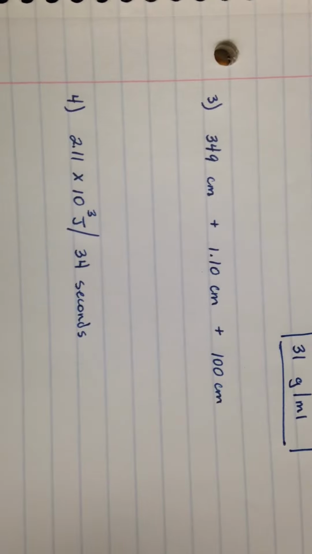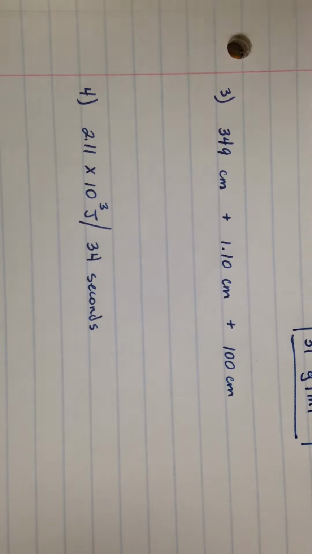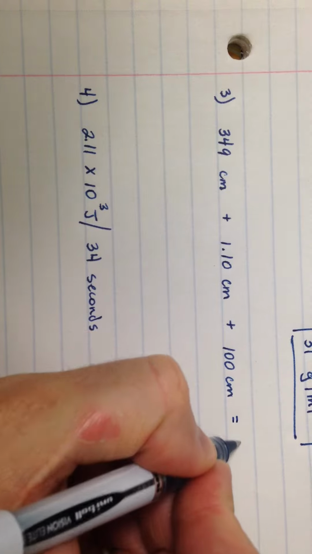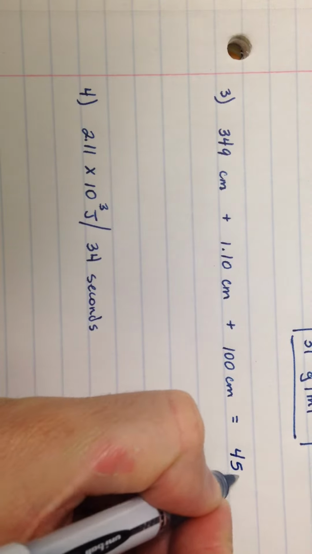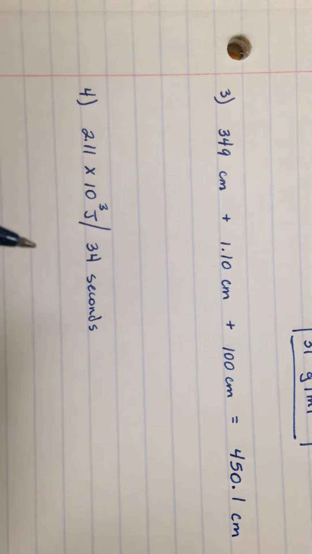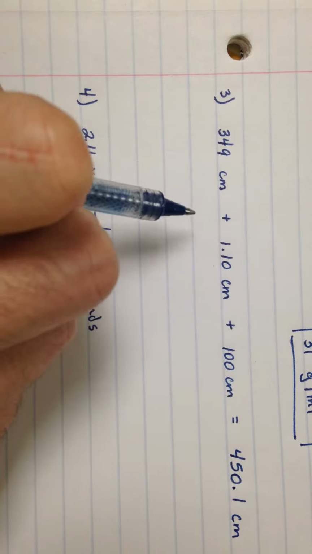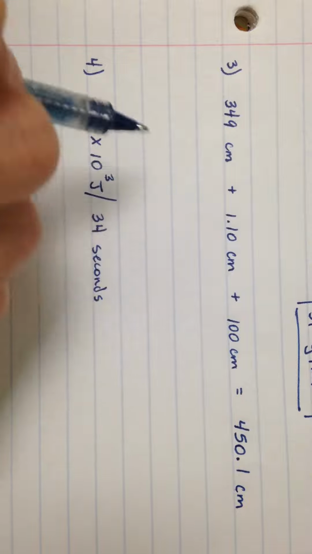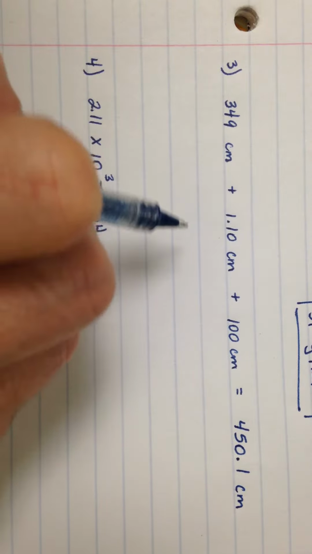A third example. This time I have 3 measured values, all lengths, and I'm going to add them together. 349 centimeters plus 1.10 centimeters plus 100 centimeters. Type this into my calculator, and my calculator tells me the answer is 450.1 centimeters.